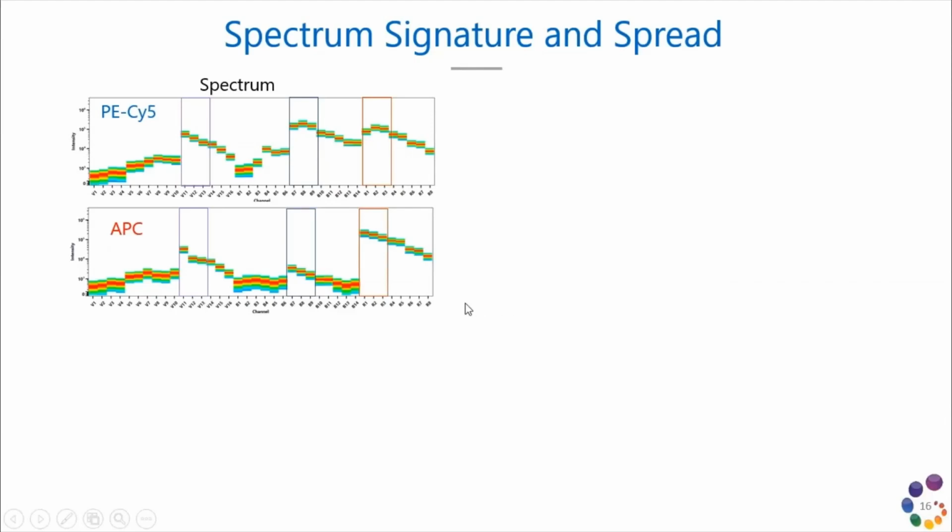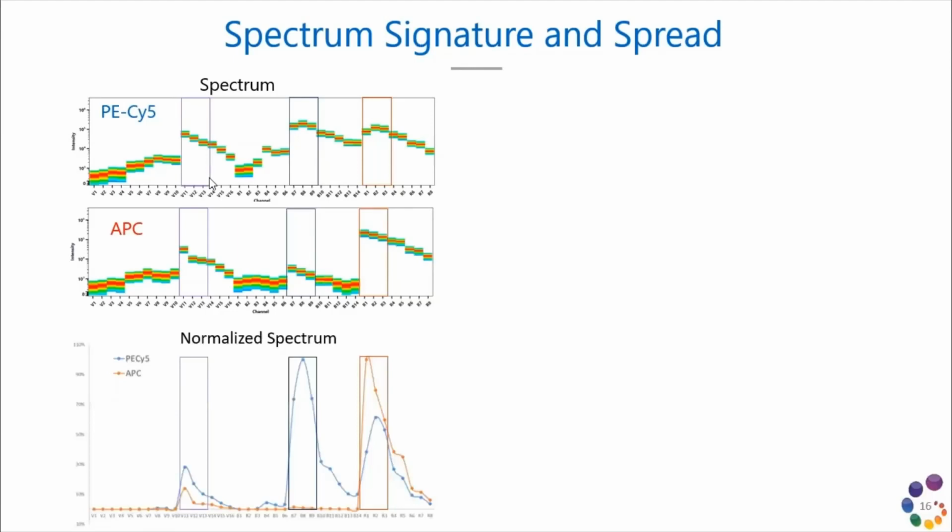You can also see that APC is maximally excited by the red laser, as it's peaking around R1 and R2. PE-Sci5 is maximally excited by the blue laser, as its peak is appearing around B7 and B8. Both dyes, while they are not maximally excited by the violet laser, do have a good amount of signal showing up in the violet detectors around V11 and V12. Now, if we take these signatures and normalize them so they're now on the same scale of 0 to 100%, we can learn a lot about how these dyes will interact with each other.